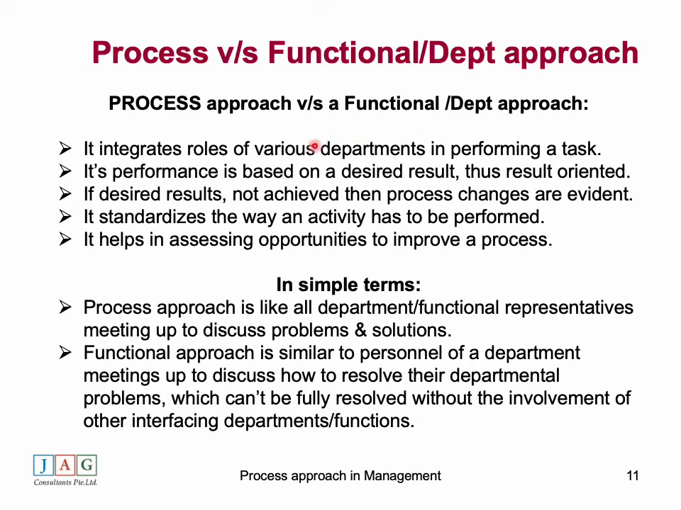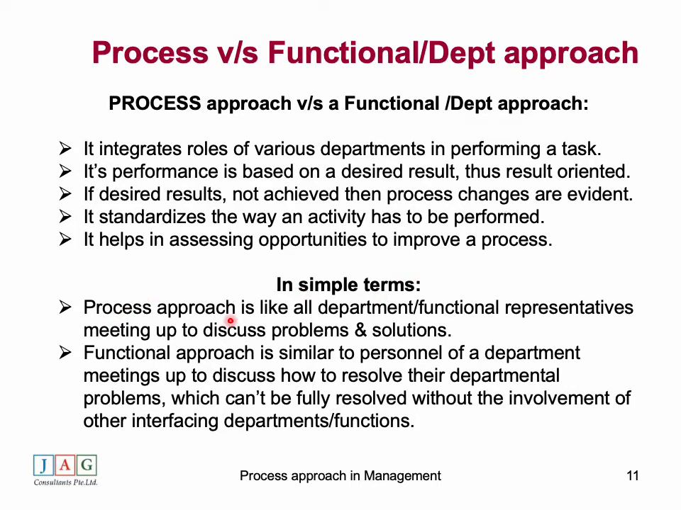Now we look at a process versus functional departmental approach. A process approach integrates roles of various departments in performing a task. Its performance is based on a desired result. Thus, the process approach is result oriented. If desired results are not achieved, then process changes that need to be carried out by the process owner are evident. It standardizes the way an activity has to be performed and helps in assessing opportunities to improve the process over a period of time. And that's a never-ending process, right? The improvement never ends. It continues. Continual improvement, that's what it's called.